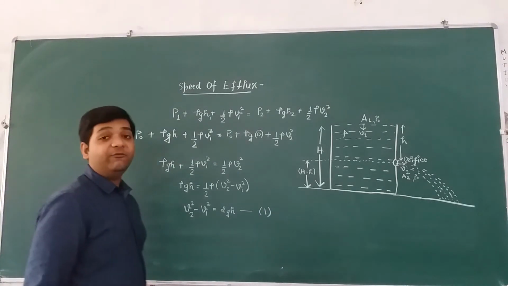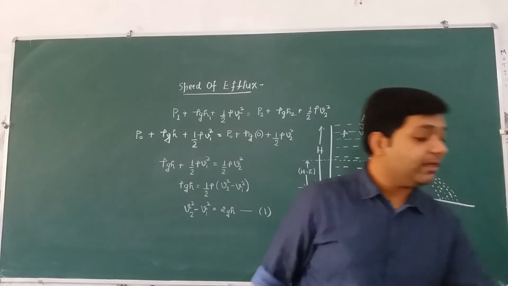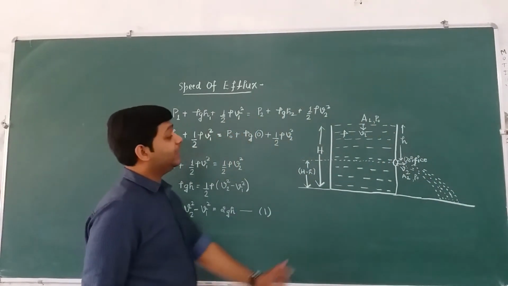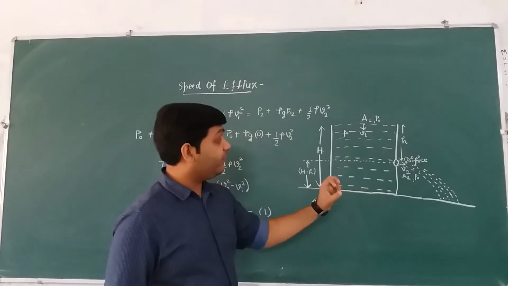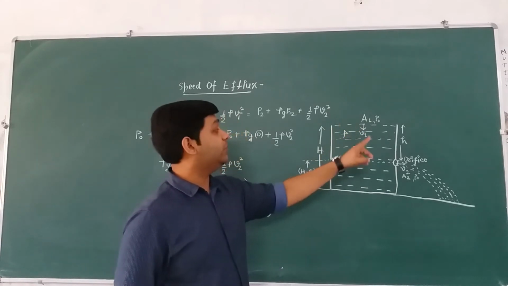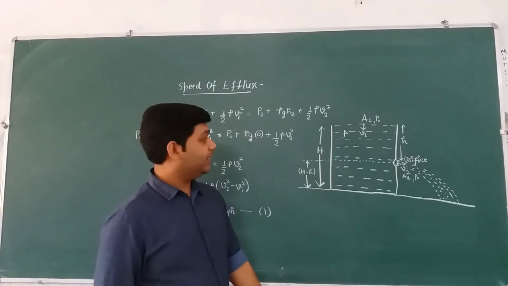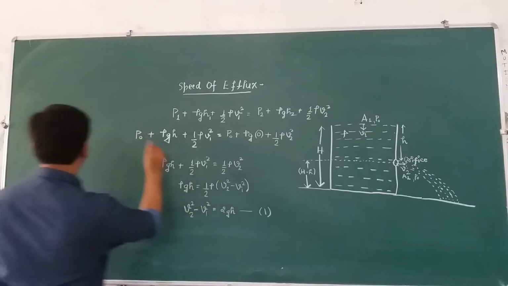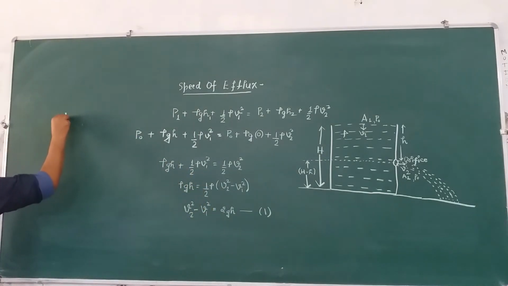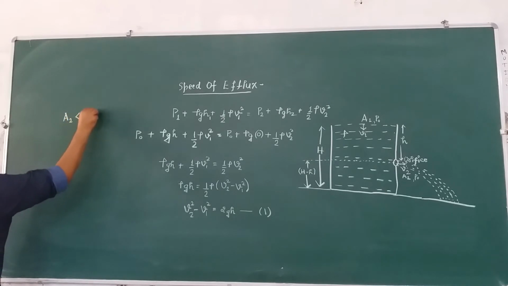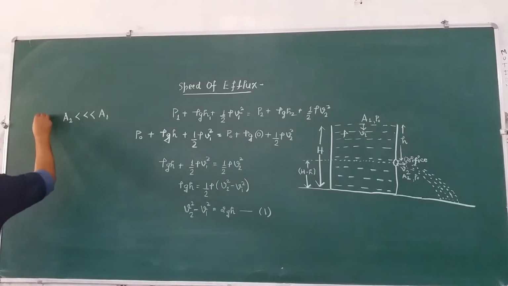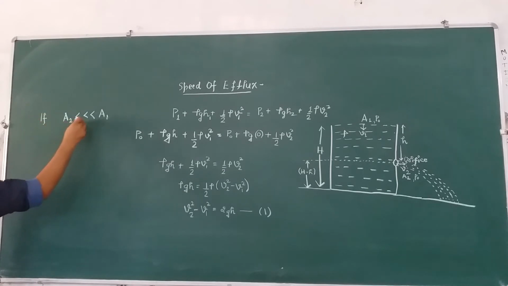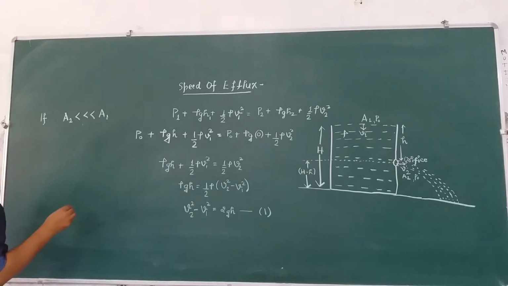Now we make one very important assumption here. The very important assumption is that the cross-sectional area of the orifice is very small as compared to the cross-sectional area of the container. That means A2, let me write it here, A2 is very less than A1. Let me see if it is visible. Yes, it is visible.